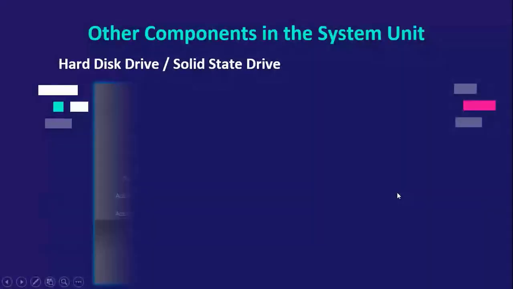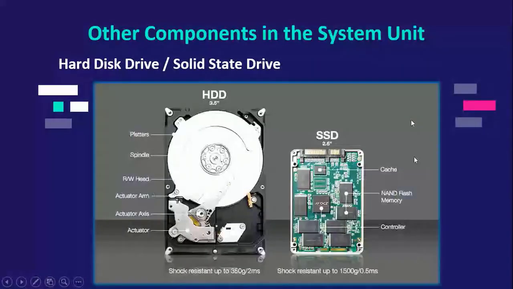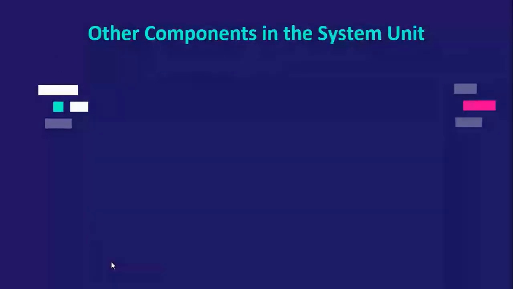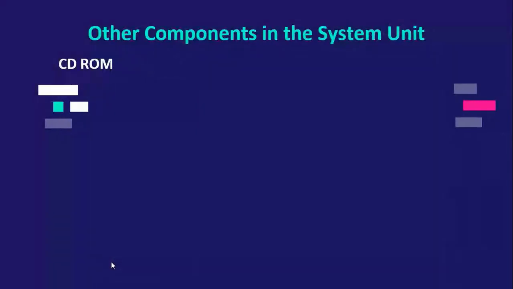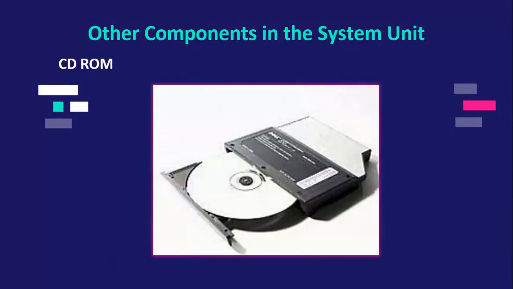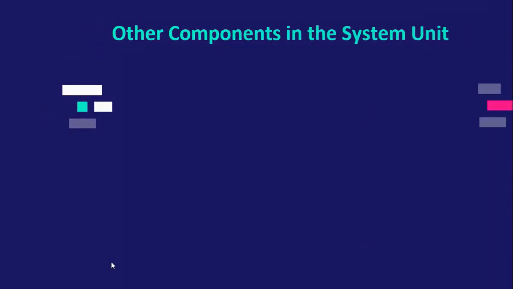Then next, ano pa ba? Other components, madali na to guys. Hard disk drive at saka solid state drive. So these are kung saan dito niya talaga i-store yung mga bagay na ayaw niyong ma-delete pag i-turn off niyo na ang computer. And then, other components again, you have the power supply unit. This one looks like this. And then, the CD-ROM. Kung meron pa bang nagagamit ng CD-ROM ngayon.